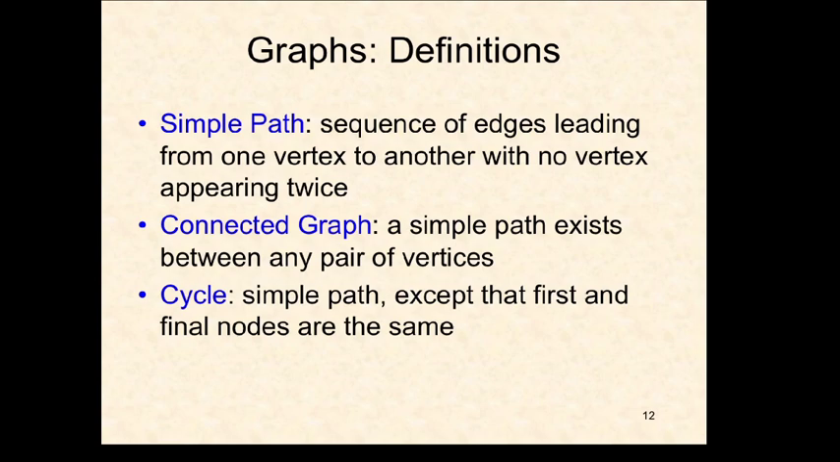Now, a connected graph is when we have a simple path between any pair of vertices. So a connected graph says, basically, you can get there from here. You can go from one node to another and get to every other node. If there isn't a simple path between a given pair of vertices, then it's not a connected graph.